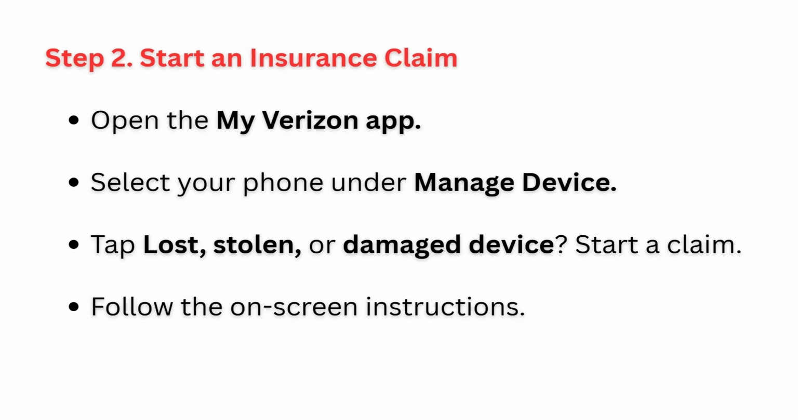Step 2. Start an insurance claim. Open the My Verizon app, select your phone under Manage Device, tap on Lost, Stolen, or Damaged Device, start a claim, and follow the on-screen instructions.